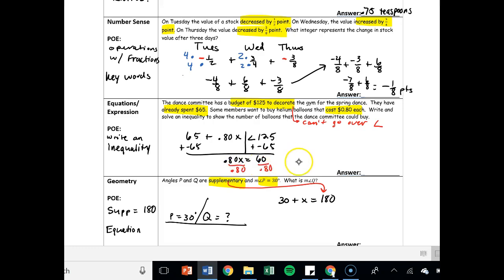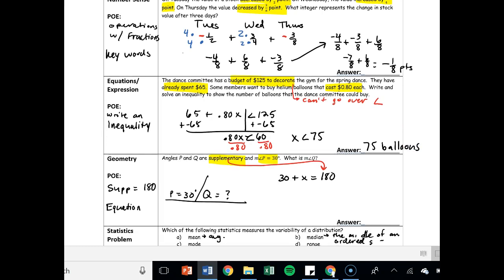and you get your answer of x is, oops, I shouldn't say equals, my fault, I should be keeping the inequality sign, so x is less than 75. That means you can buy as many balloons as you want, up to 75 balloons, and as soon as you go past 75 balloons, then you're over budget. So x is less than 75 balloons.